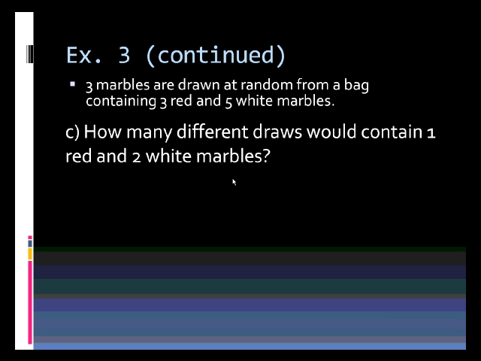Good. 3C1: 3 red, and we're picking 1 of them, and 2 white. 5 white total, and we're picking 2 of them. So 3C1 times 5C2, and we get 30.